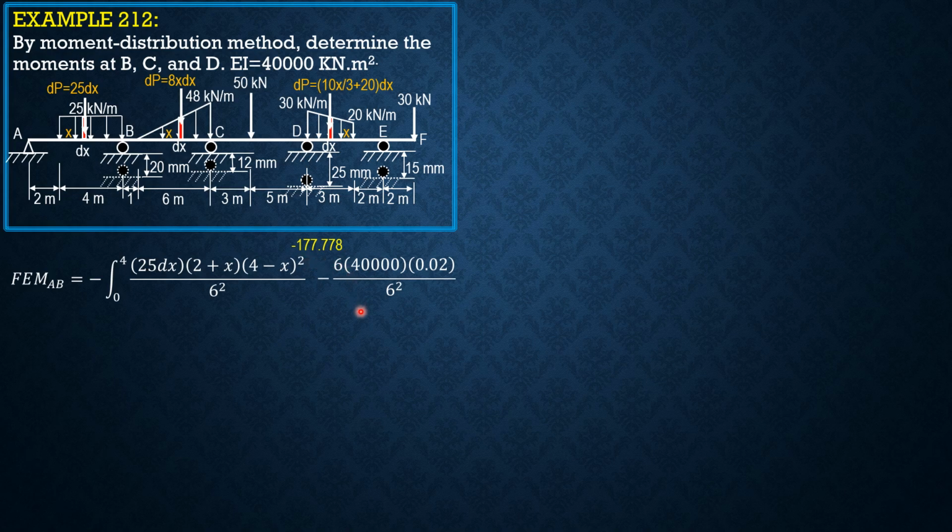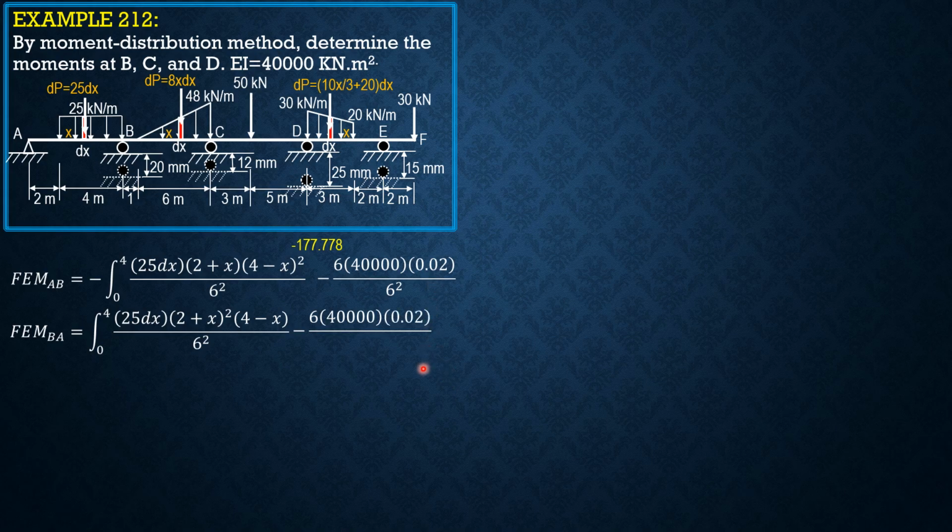177.778 kN·m. While fixed moment BA, you just make it positive, then interchange the squared factor, (2 plus x) squared this time, (4 minus x), then this value remains the same, negative 6 times 40,000 times 0.02 over 6². So the fixed moment BA is equal to negative 66.667 kN·m.